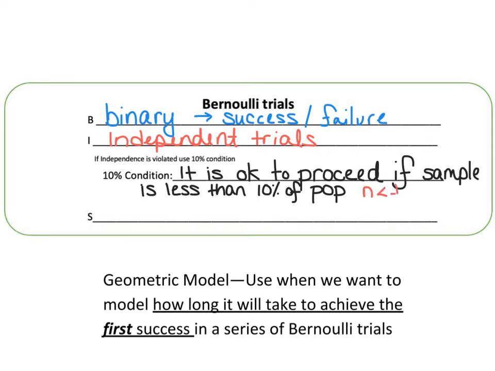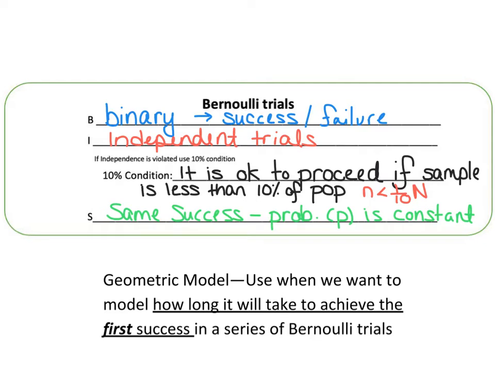You'll also see this written as little n is less than 1/10 of capital N, meaning little n is your sample size, capital N is your population size. Finally, S stands for same success, which is my way of saying the probability of a success has to be constant. So I use a little p to denote the probability.